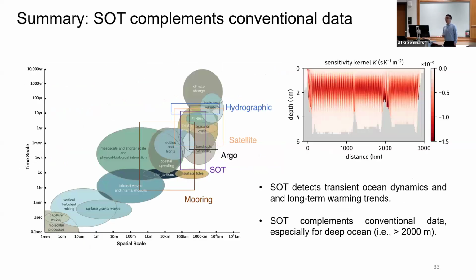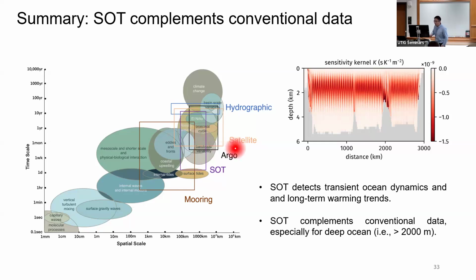So just a summary here. We have the ocean dynamics complexities there, and we need different tools to resolve them. And we demonstrate the SOT, seismic ocean thermometry. It does help us to fill some of these gaps. And we observe the transient ocean dynamics, the eddies, which belong to this barotropic variability.